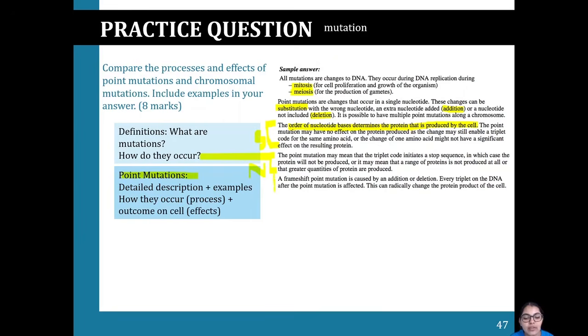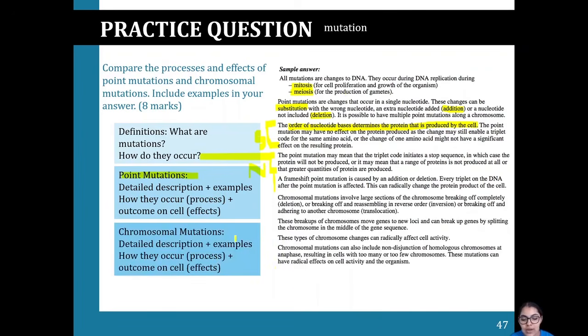And finally, frameshift point mutation is caused by an addition or deletion. Every triplet on the DNA after the point mutation is affected, this can radically change the protein product of the cell. And this is just a quick little summary on point mutations.